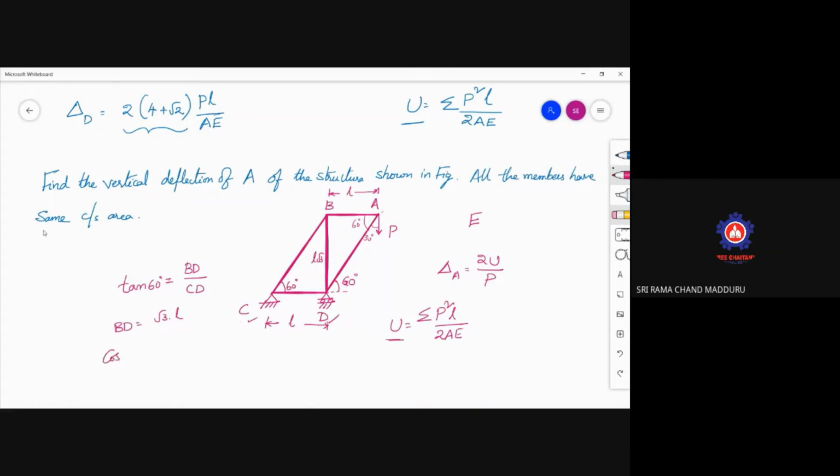Let us come to BC. Take cos 60. Cos 60 is CD by BC. We require the value of BC, so BC is equal to CD by cos 60. CD is L, so L by cos 60. Cos 60 is 1 by 2, which is 2L. So BC is 2L. This is 2L, and this is also 2L. Using this, get the forces.